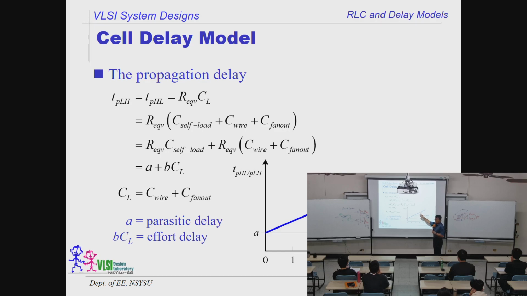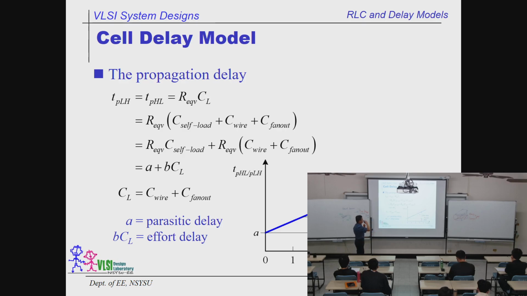According to the equation that we already developed, the time constant is equal to R times C. If you want to make it more precise, times 0.69 or 0.7, that'll be fine. I deliberately left 0.7 out of the equation, but you know what I mean. No matter whether it's a high-to-low or low-to-high propagation delay, it is equal to R times CL. And we know that CL covers 3 terms: self-loading, wire loading, and fan-out.